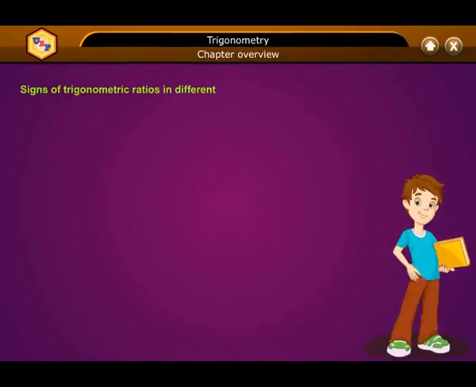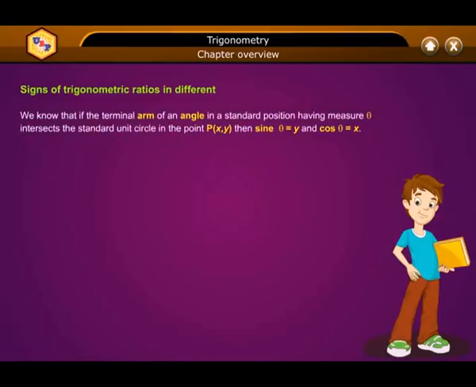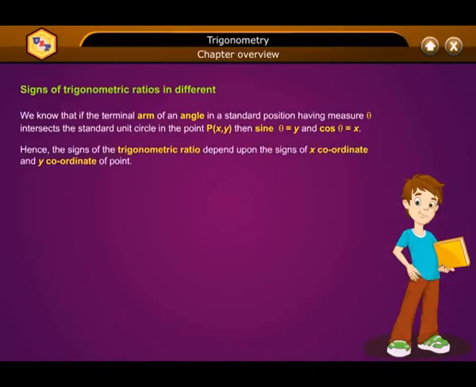Now, trigonometric ratios in different quadrants. We know that if the terminal arm of an angle in standard position having measure theta intersects the standard unit circle in the point P(x, y), then sin theta is equal to y and cos theta is equal to x. Hence, the signs of the trigonometric ratios depend upon the signs of the x-coordinate and y-coordinate of the point. Figuring out the signs of sine and cosine ratios for different quadrants is very simple.